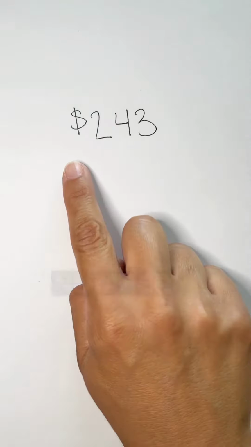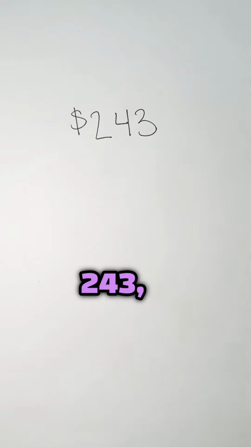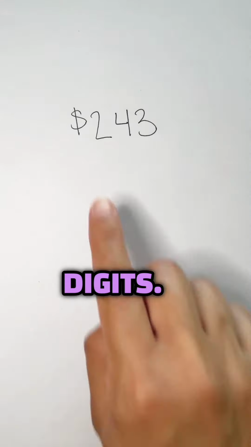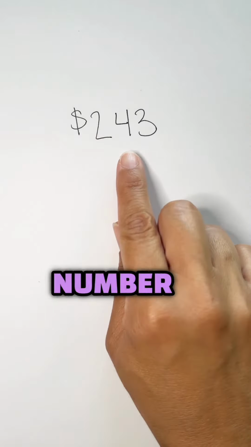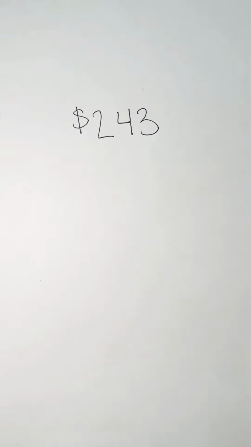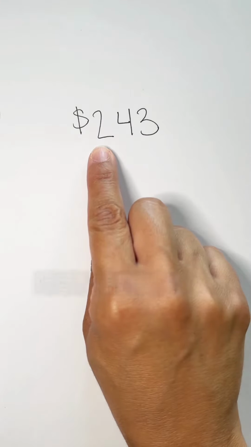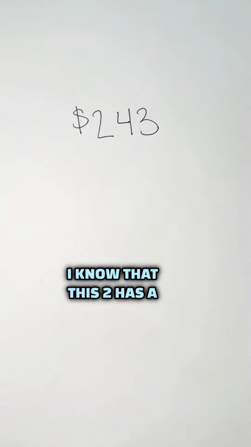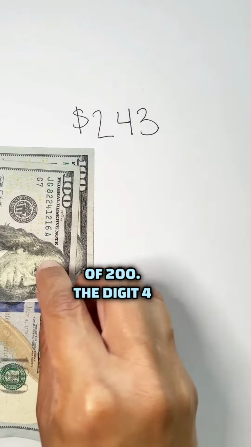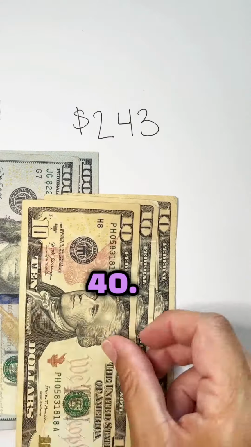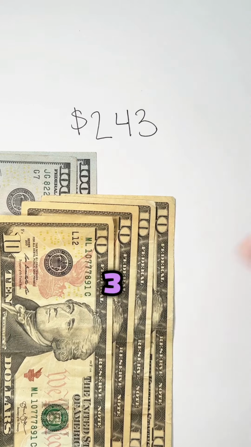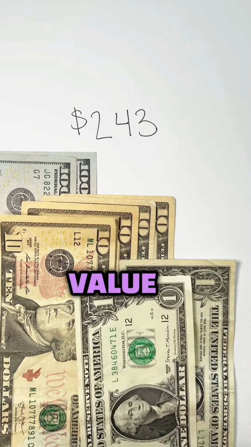So here we have the number 243, but it's made up of three digits, the 2, the 4, and the 3. And where they are in the number has an impact on what it means. Because the digit 2 is in the hundreds place, I know that this 2 has a value of 200. The digit 4 is in the tens place, so it has a value of 40. And finally, the digit 3 is in the ones place, and so it has a value of 3.